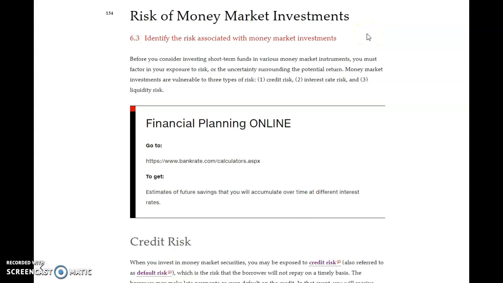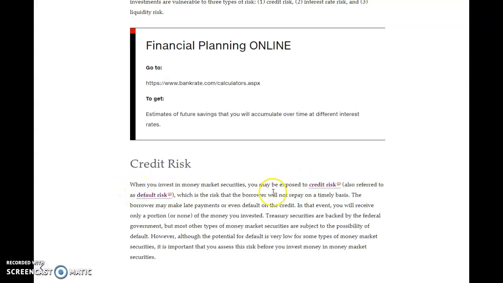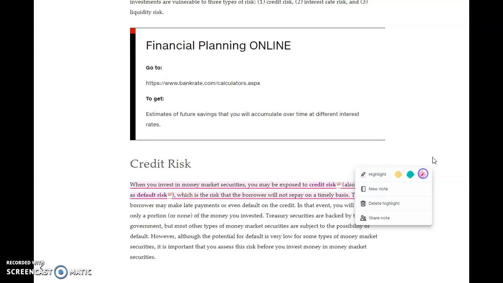Section 6.3, identify the risk associated with money market investments. There's always a credit risk or a default risk. So again, you just might want to read this section over.